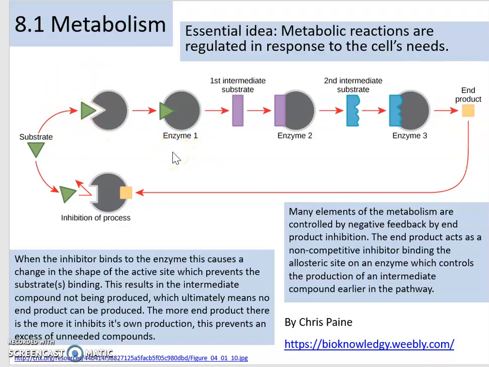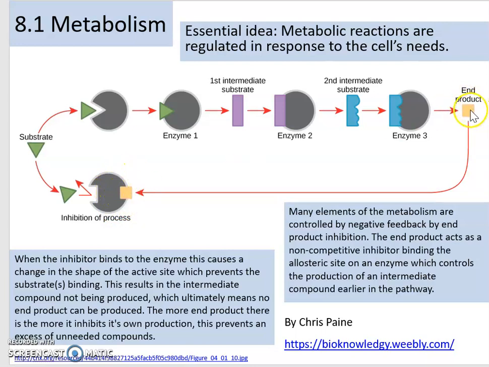Now, what you can also see here is the idea of how the end product itself can change the rate of the chemical reactions that take place here. So this end product has got the capacity to fit also within the enzyme. And this is fitting not at the active site, but a different site. This different site is referred to as the allosteric site.